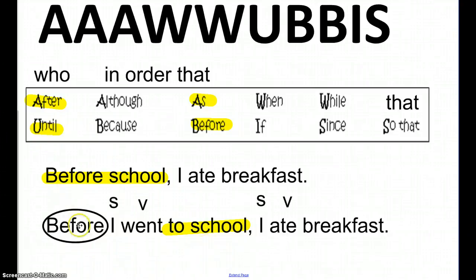And so we can see before in both of those sentences. We've got school in both of those sentences, but the difference is that we've got a subject and a verb over here. And why does this really matter? Well, we're really looking at how do we vary the way that we're writing our sentences so that we can add more description and color to our writing. And so this is just one more way that we're going to be practicing. Okay, so this is the AWUBIS and the dependent clause.